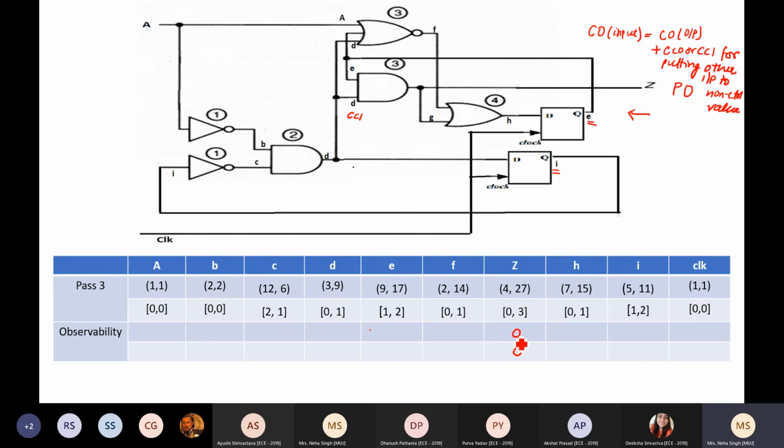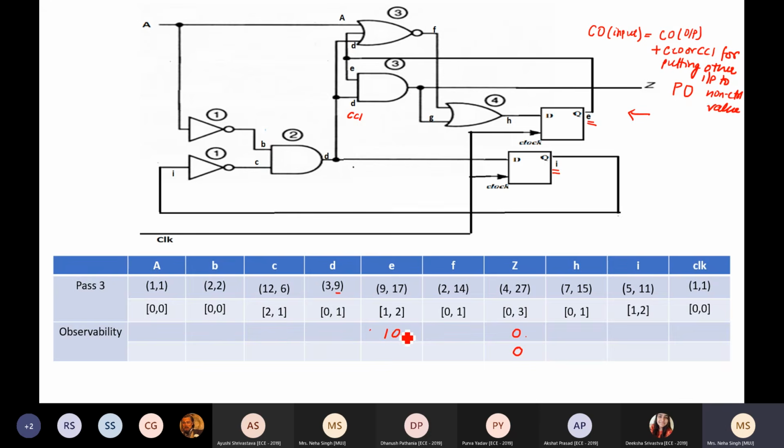Output is Z, whose observability is 0. Hence, the observability of wire E will be given as kitna? D की controllability CC1, which is 9. Here 9 plus output observability, which is 0, plus 1. So it means 10. So the combinational observability at wire E is 10. ठीक है?